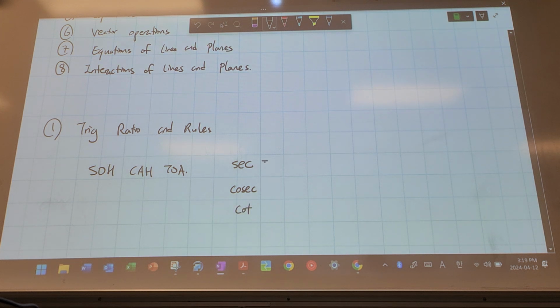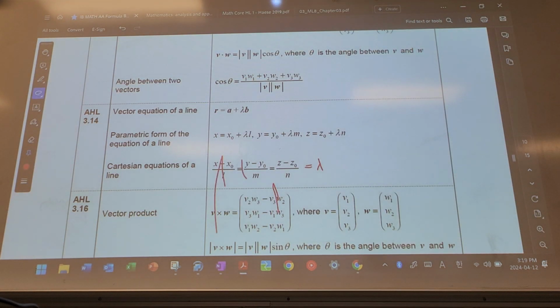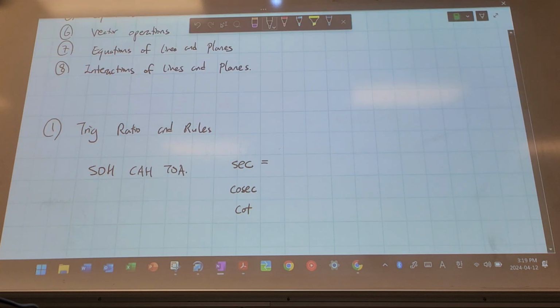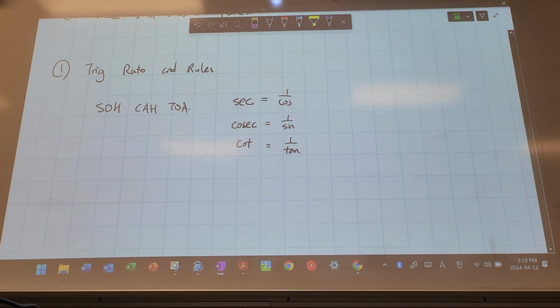The secant, as you know, we don't have to memorize a trick, right? We have the formula booklet. The secant is 1 over cosine. Cosecant is 1 over sine, and cotangent is 1 over tangent. All right, those are pretty easy to use.